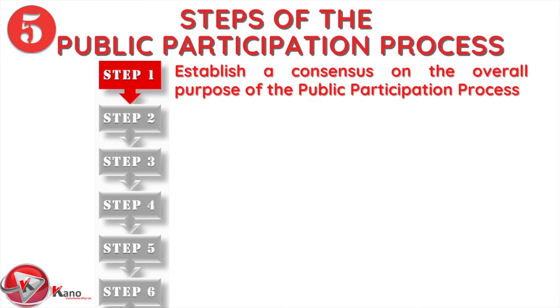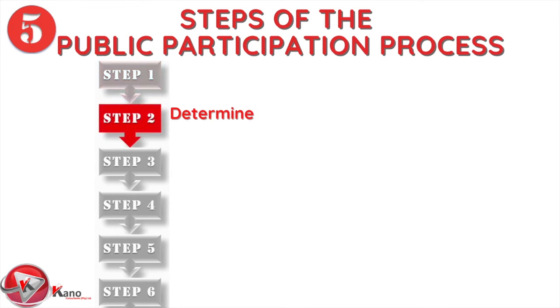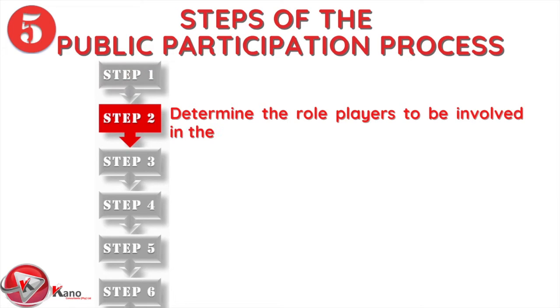The second step is to determine the various role players to be involved in the public participation process. Knowing the role players and stakeholders who are expected to be involved in the process will assist the relevant government department or municipality to choose the most appropriate approach to ensure maximum impact. For example, knowing what language to use and the level of information that should be provided to such stakeholders regarding the issues to be discussed.